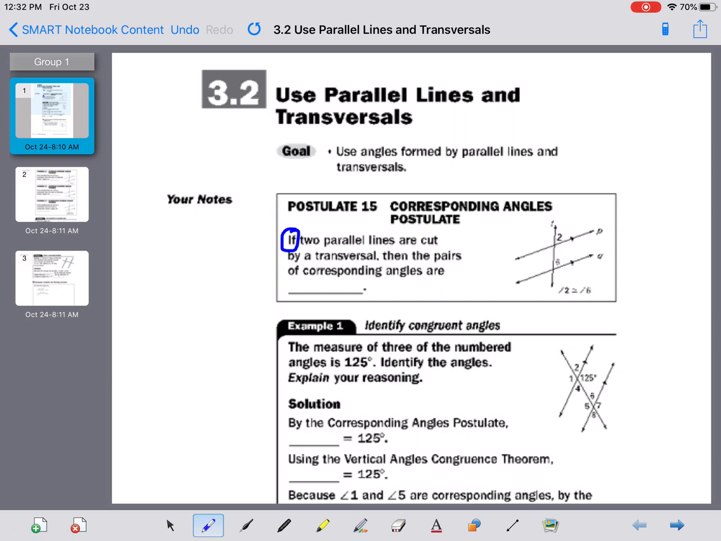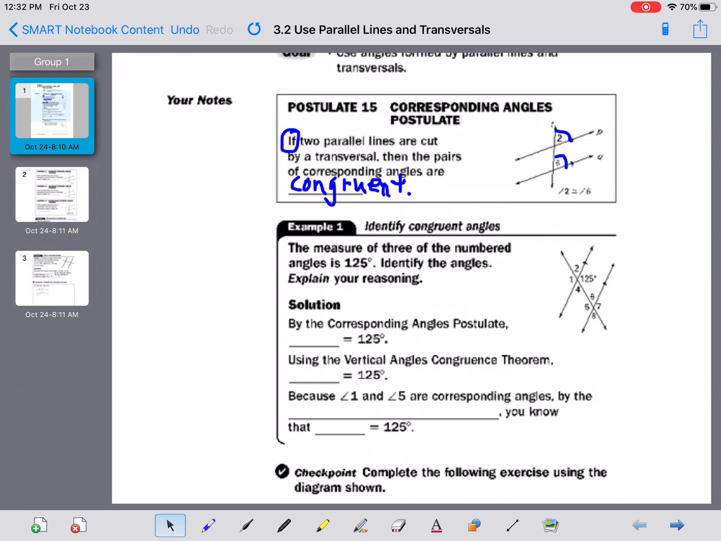If two parallel lines are cut by a transversal, then the pairs of corresponding angles are congruent, okay? That was not true on 3.1 notes, and this is only true if the lines are parallel. So 2 and 6, I guess that's the number there, they're now congruent because of the parallel lines, okay? So let's practice this. And again, remember, we know they're parallel lines because we see these little arrows on them. If we don't see those arrows, we cannot assume they're parallel. We have to have some proof of it, okay?